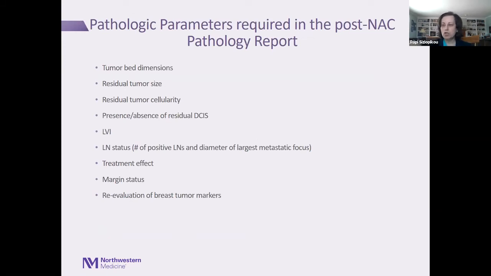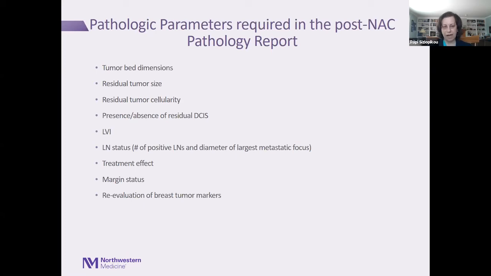Now, the evaluation of specimens after neoadjuvant chemotherapy presents unique challenges and is different than the evaluation of specimens from patients that are not treated in such a way. The pathologic parameters required in the post-neoadjuvant chemotherapy pathology report are as follows. We need to mention the dimensions of the tumor bed, the presence of residual tumor and the size, the residual tumor cellularity, the presence or absence of residual DCIS.